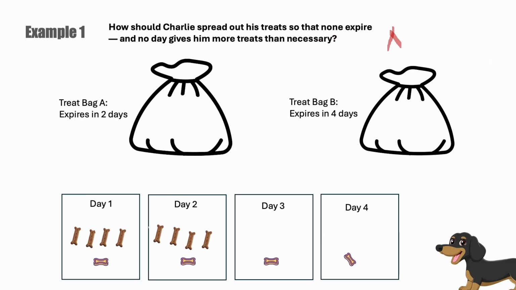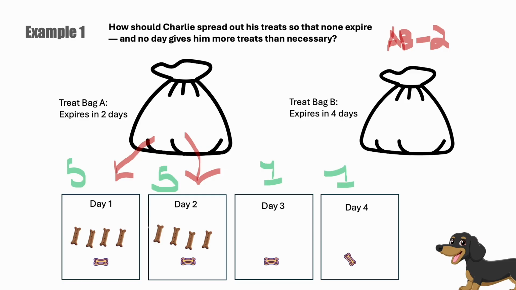Let's consider one more schedule before we get to the Pancake Engine. Let's call this schedule AB2, where we place 4 treats from treat bag A into day 1 and 4 treats into day 2, and we leave treat bag B's distribution. So let's count the total number of treats across these days. We have 5, 5, 1, and 1. Is this a schedule in which no day gives Charlie more treats than necessary?